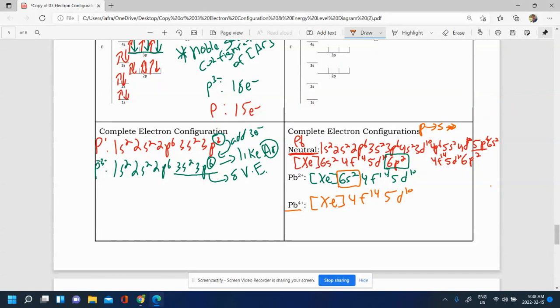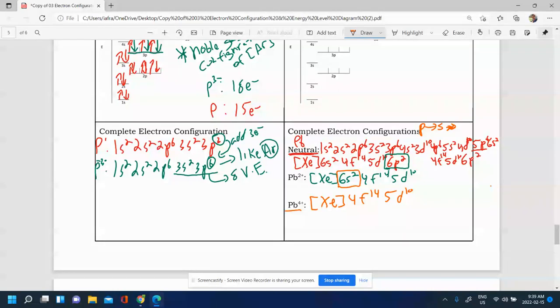So you can kind of take it in little steps. I would always do the neutral configuration first. Take a look at what block it's in. So P block, for example, would lose from the P first and then the S. If you're just asking for the 2 plus, do the P. If we're asking for the 4 plus, then remove the remaining S's after.